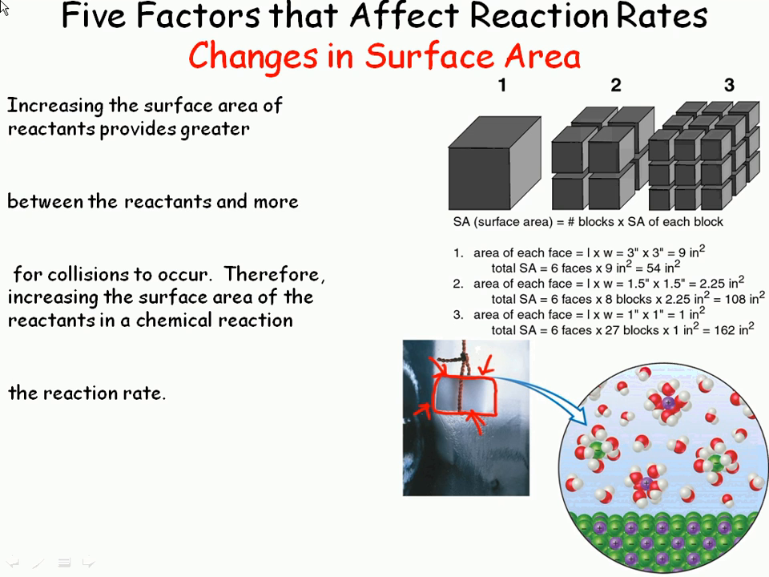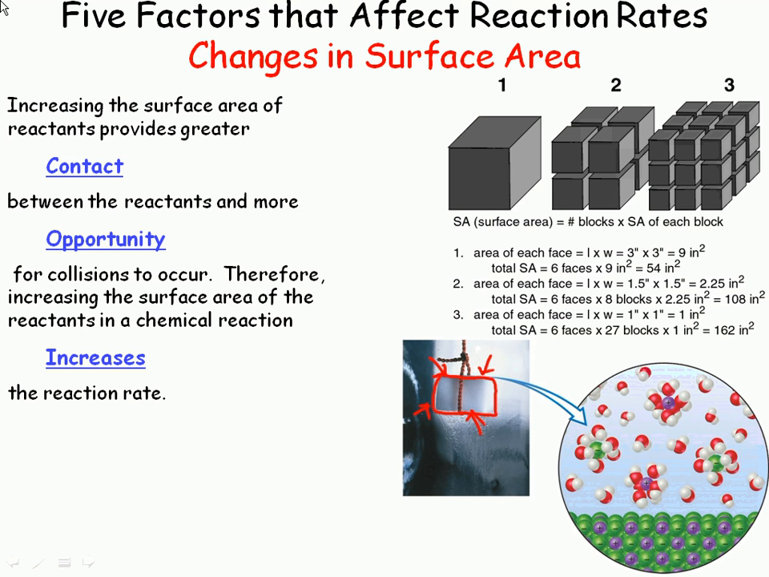So the thing we have to remember here is that increasing the surface area of a reactant provides greater contact between the reactants and more opportunity for a chemical collision to occur. Therefore, increasing the surface area of the reactants in a chemical reaction is always going to increase the rate of reaction.